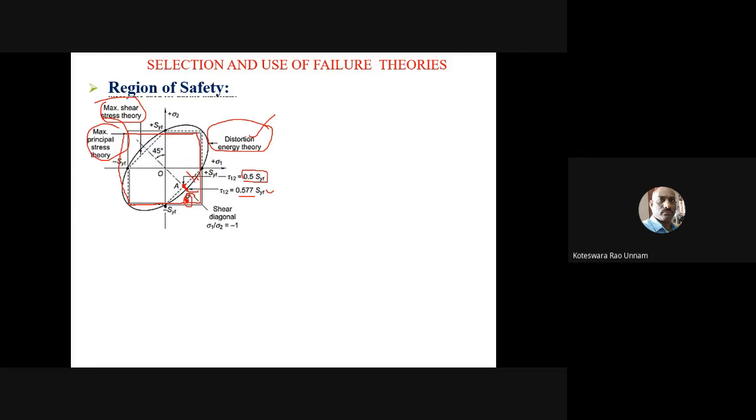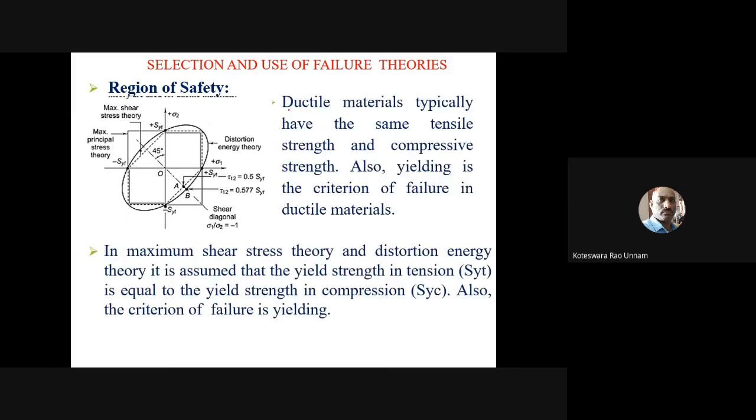So that's why this maximum normal stress theory is not used for ductile materials, because it is not predicting the failure for ductile materials properly. That's why these two theories are most suitable for ductile materials. So I'll now summarize, one by one, whatever we have discussed so far on these failure theories. That is summarized here.